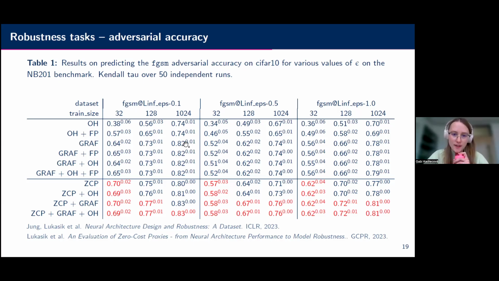I mean, GRAF is still, at the largest sample size, better than just zero-cost proxies, but still, for example, on the smallest sample size, zero-cost proxies are really good. So there's just a lot of variance depending on what your task of interest is. Also, in general, I think the robustness tasks were quite difficult to predict, so it's also a potential line of research that one could take because it hasn't been studied so much.